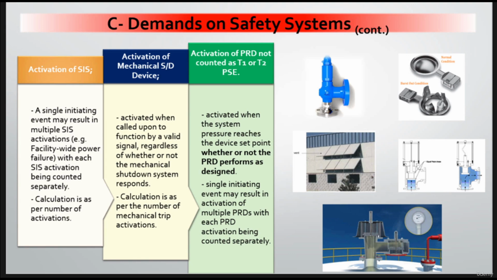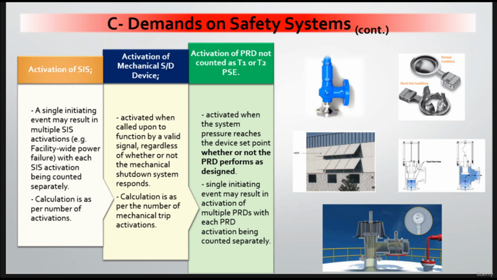And this is important. So you have here the activation of mechanical shutdown device. It should be activated when a function is called upon by a valid signal, regardless of whether or not the mechanical shutdown device responds. Okay? We should also highlight that inadvertent or intentional activation during maintenance activities shouldn't be counted as a Tier 3 process safety event, but it should be counted as a Tier 4 process safety event.